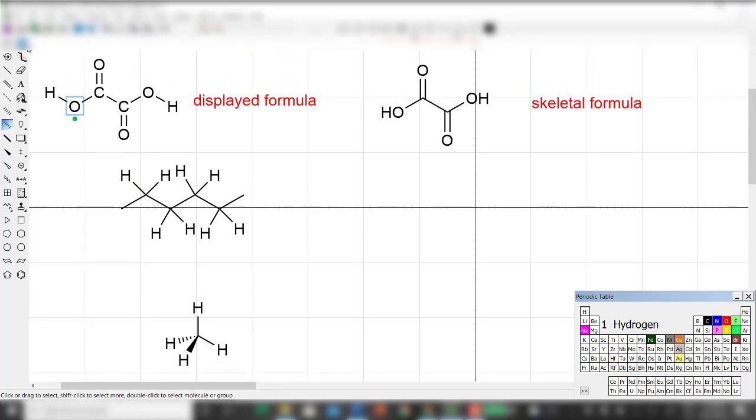Yeah, so the same case goes for the skeletal structure. For the skeletal structure, you can visualize each of these CH2 groups as one projecting towards you, towards you, towards you, towards you, and the other one projecting away from you, away, away, away, away. So that is why it's written in the zigzag format.